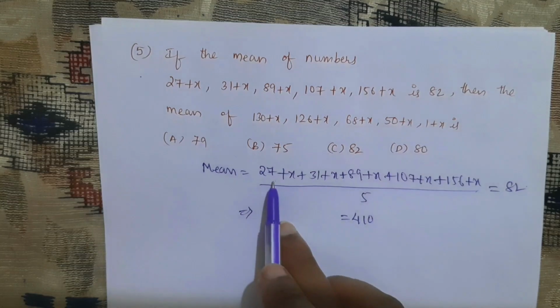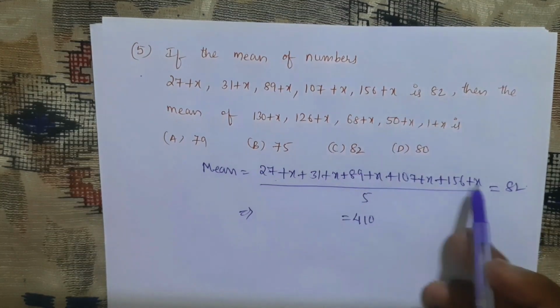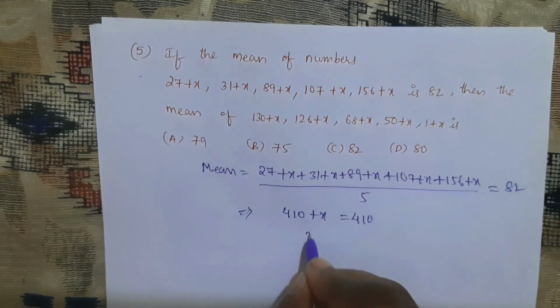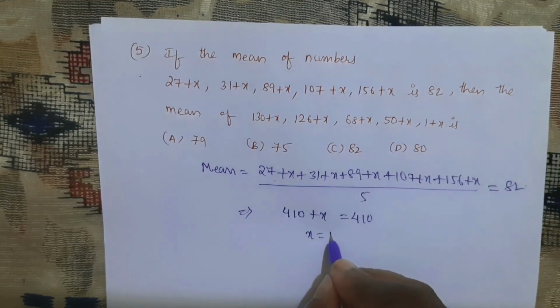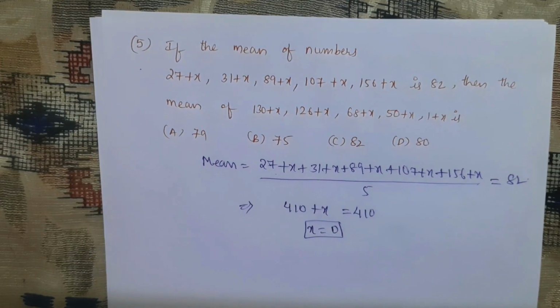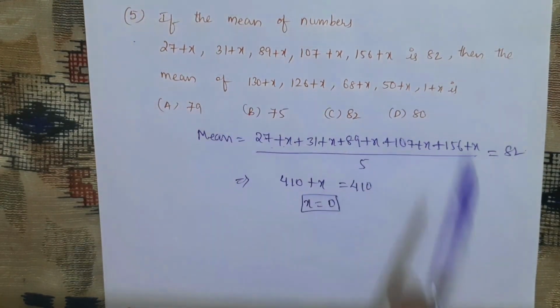If you add 27 plus 31 plus 89 and all the rest, you will again get 410 plus x. That means x is what? 410 minus 410, so the x value is 0. See, from the first given data we got x equal to 0. Now we need to find the mean of this.